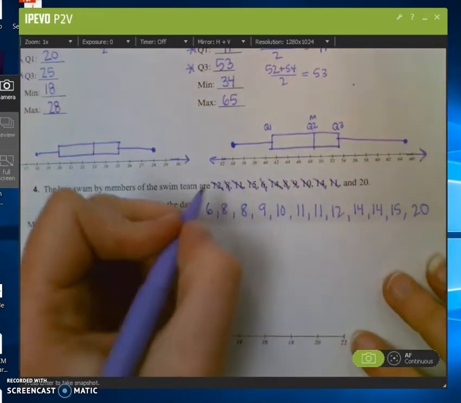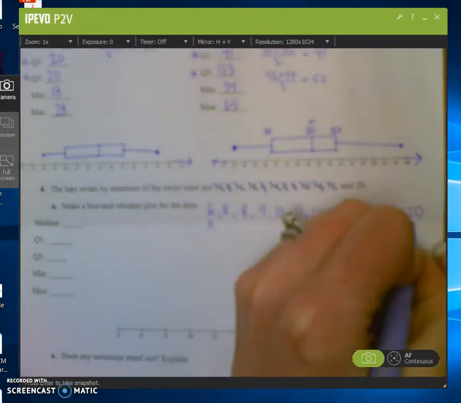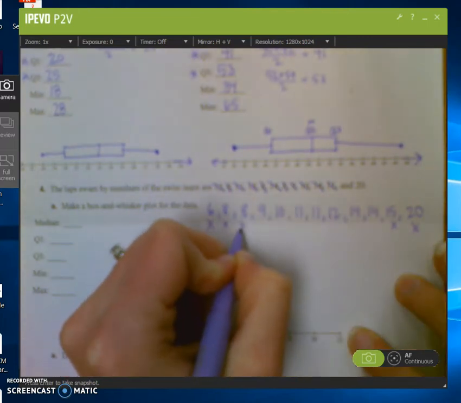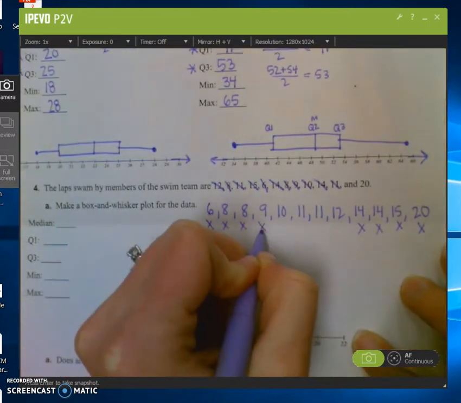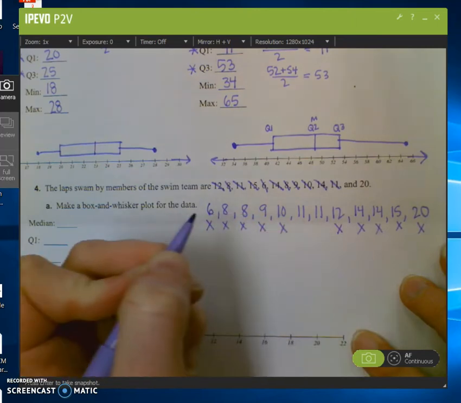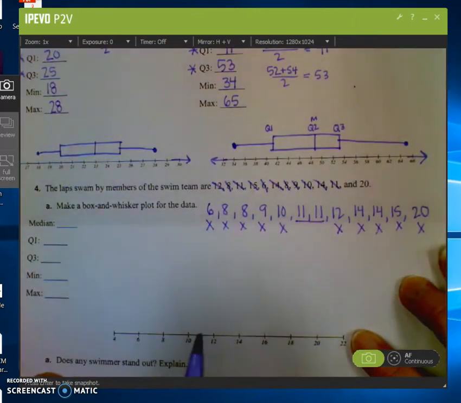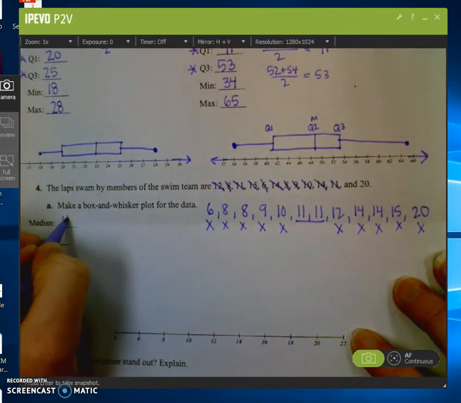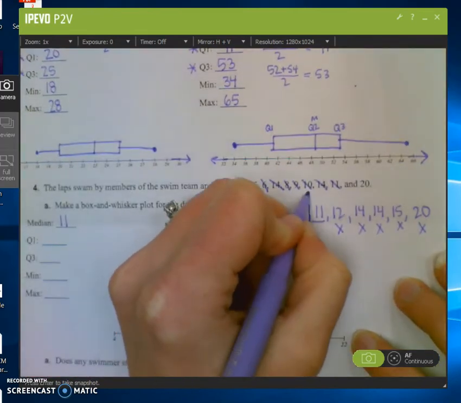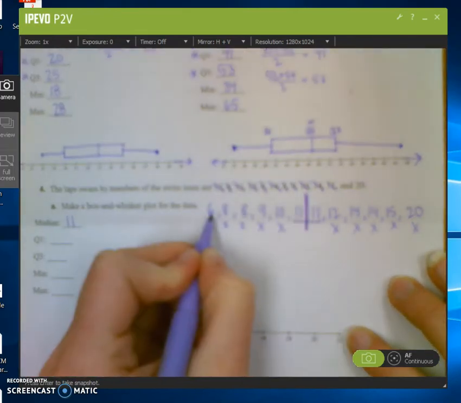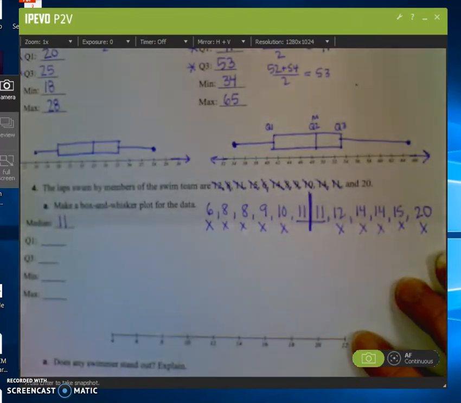We have to find our median first, so I'm going to cross out until I get to that middle number, or the middle 2. And I'm at the middle 2. They're both 11, so the median is 11. After that, I can just draw a line between the two, and I find the median of the lower half and the median of the upper half.